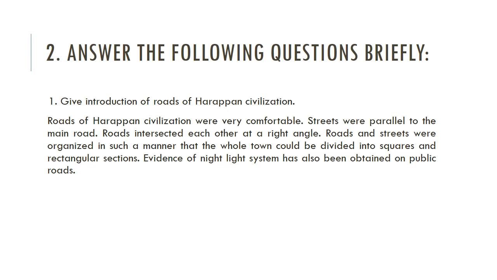What did we study about roads of Harappan civilization? So the roads of Harappan civilization were very comfortable. Streets were parallel to the main road. Roads intersected each other at a right angle. Roads and streets were organized in such a manner that the whole town could be divided into squares and rectangular sections. Evidence of night light system has also been obtained on public roads. So this was the information about the roads of Harappan civilization.